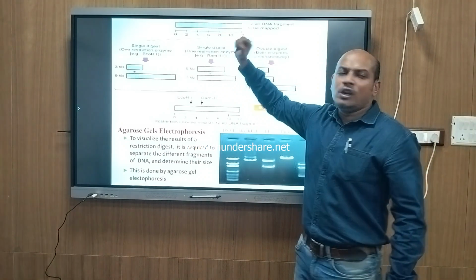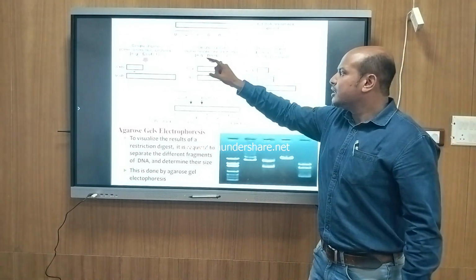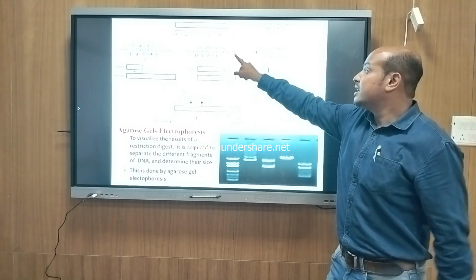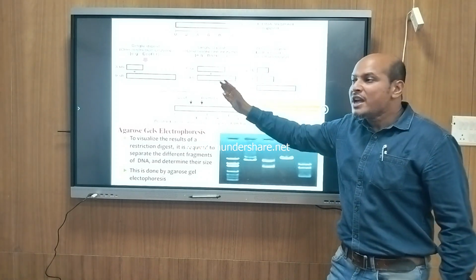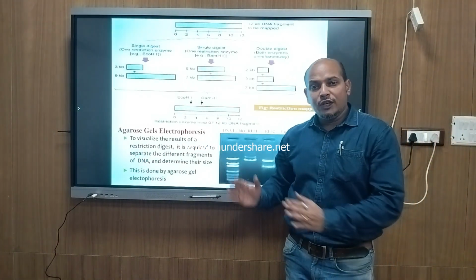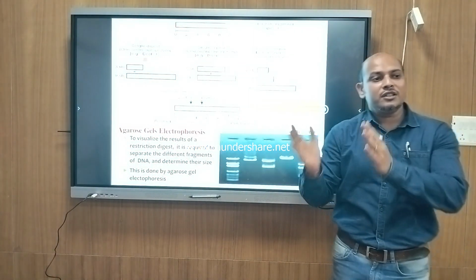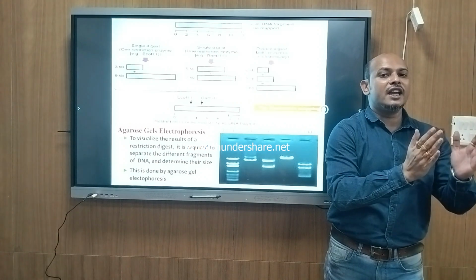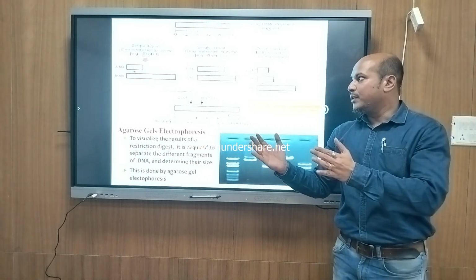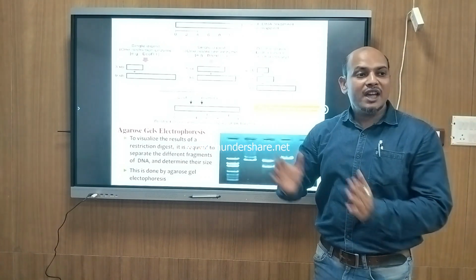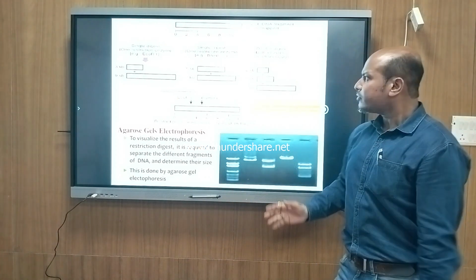Second, I will take another molecule of the same DNA and cut it with another enzyme, that is enzyme 2, in this case BamH1. BamH1 cleaves the DNA molecule into 2 fragments of 5 kb and 7 kb sizes. See, the first enzyme EcoR1 cut the DNA into 3 kb and 9 kb. The second enzyme, BamH1, cleaved the DNA into 5 kb and 7 kb.